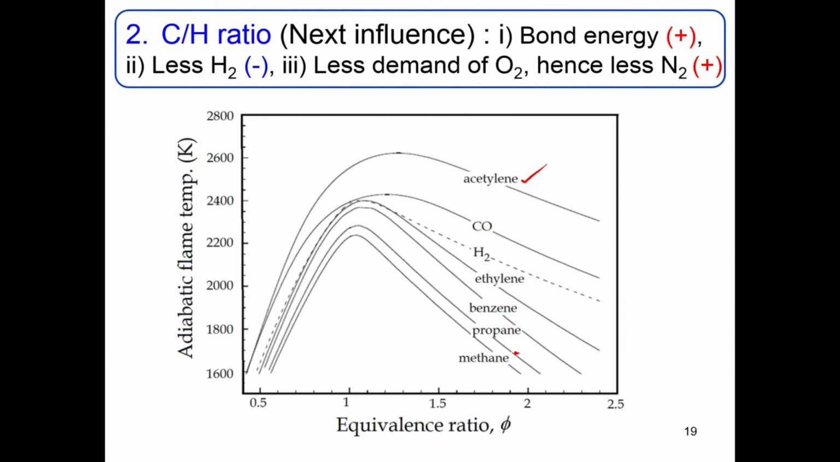So, that is a reducing factor, but on the other hand, because it has less hydrogen, it demands less oxygen for water formation. Hence, if the requirement of oxygen is less, you will need less nitrogen also, and with nitrogen you are basically just wasting energy in heating it up, right. So, these are the factors that determine the CH ratio effect: bond energy, less hydrogen or more hydrogen, and the demand for oxygen essentially determine the adiabatic flame temperature.